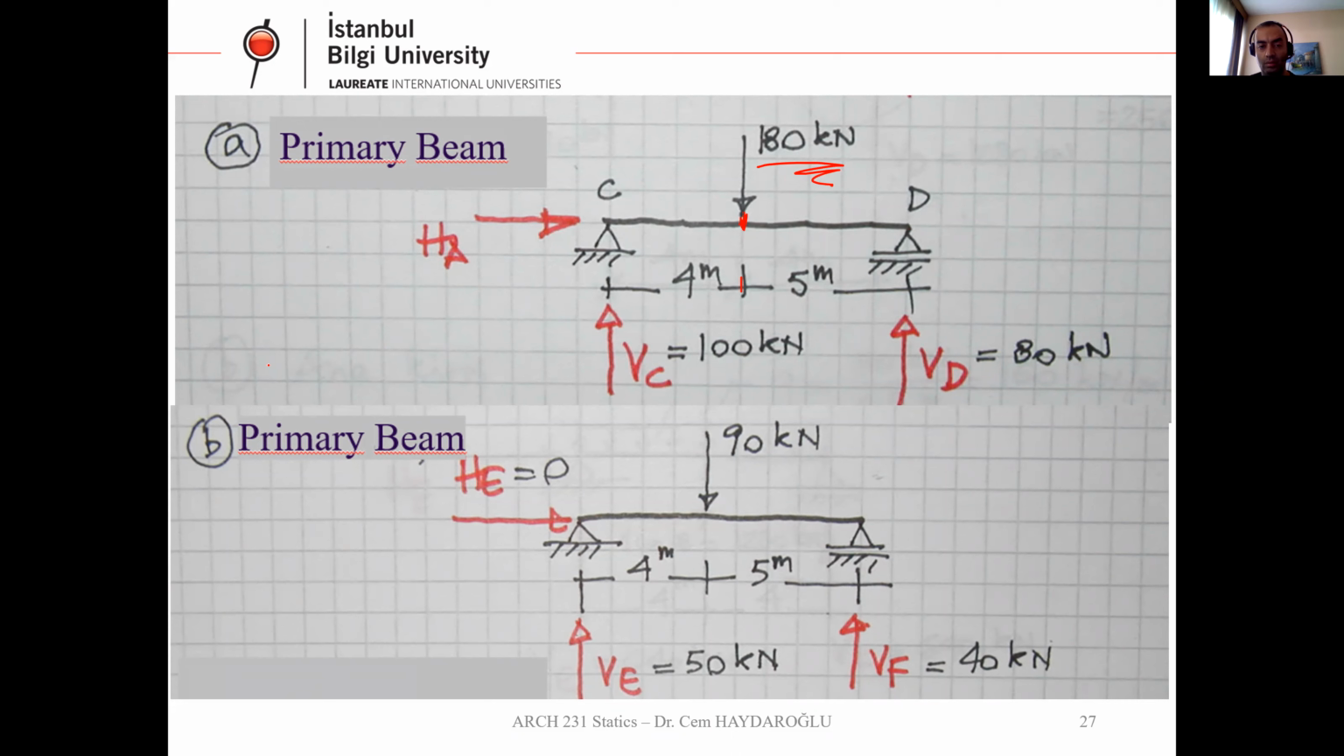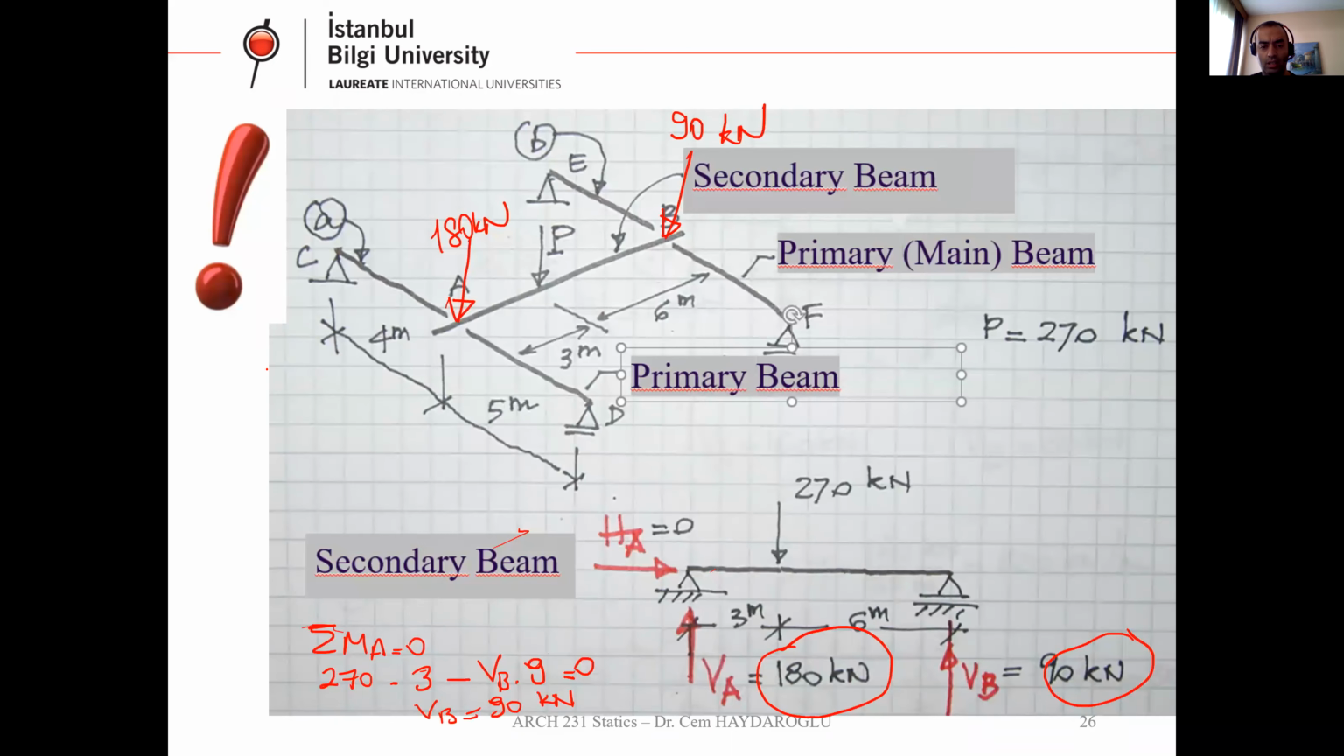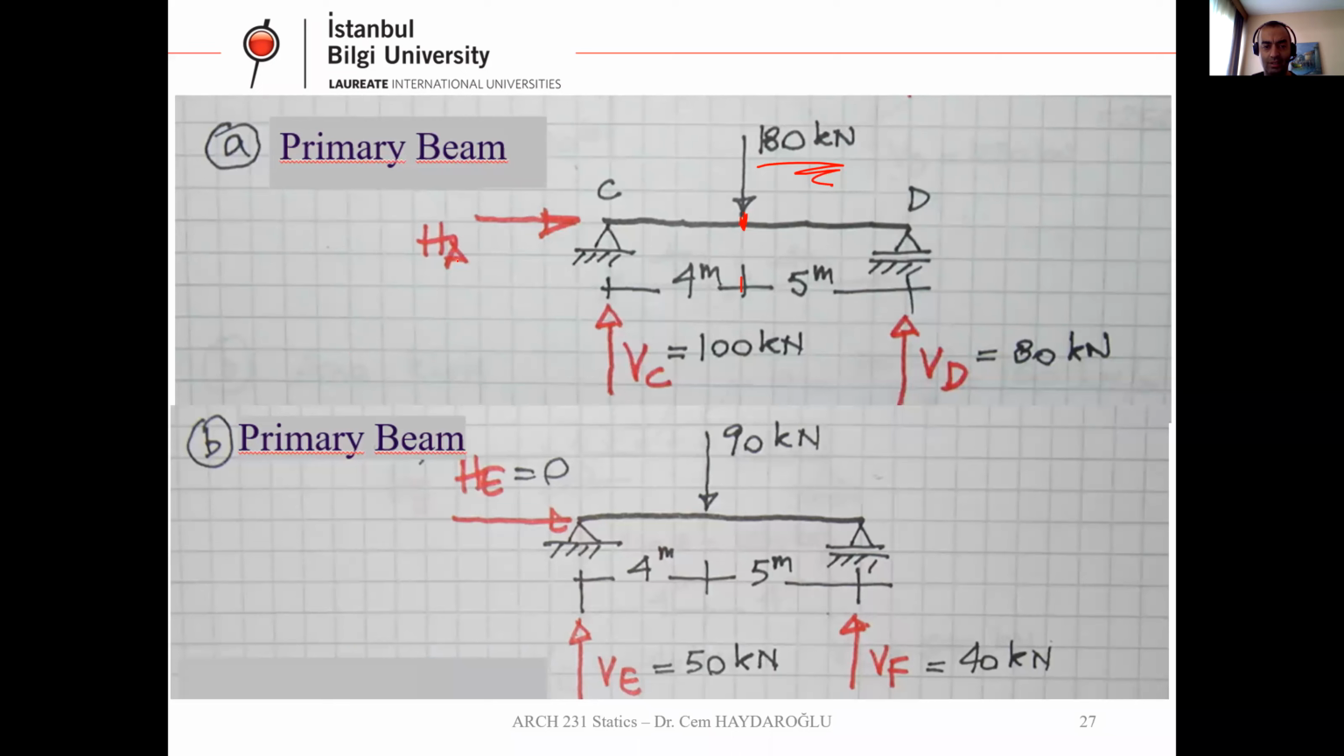Here we have HA, but this is not HA actually. This should be HC. This is point C. HC is 0. Why? Because there is no lateral loading on the beam. Total X directly is 0. This is the first primary beam.